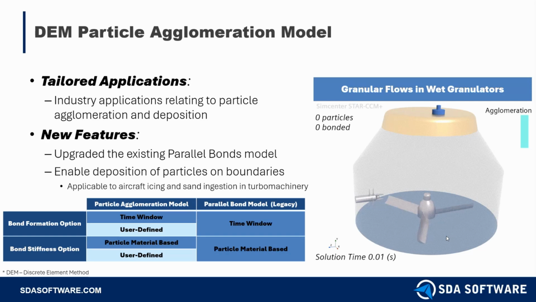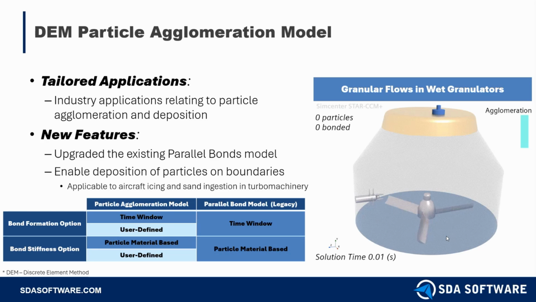In the legacy model, the solid particles have quite limited options in bond formation and bond stiffness. The comparison between the bond formation and bond stiffness options is shown in the bottom left table. We can see that the particle agglomeration offers new user-defined options for both bond formation and bond stiffness. This is critical because it allows users to fully customize the new model for their own applications.